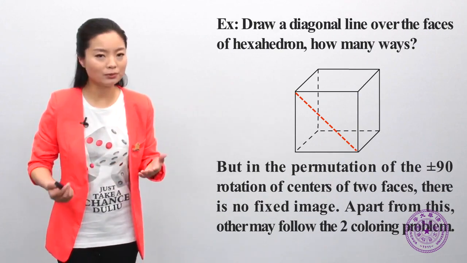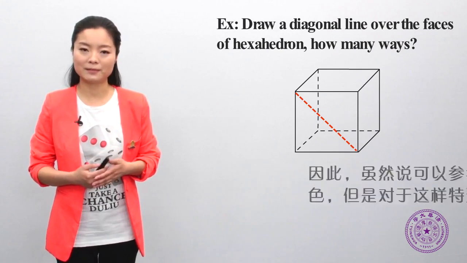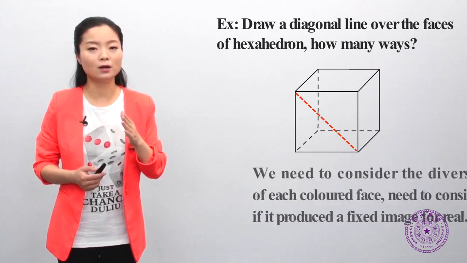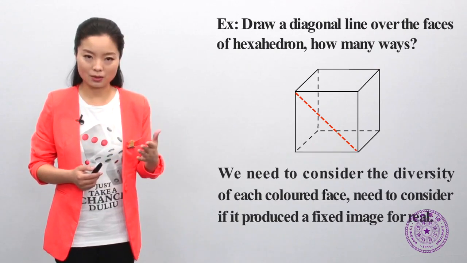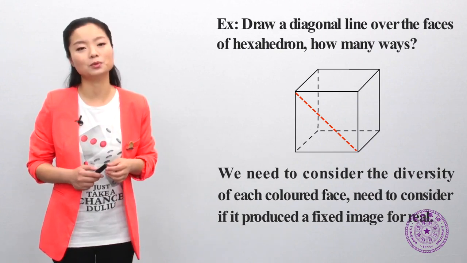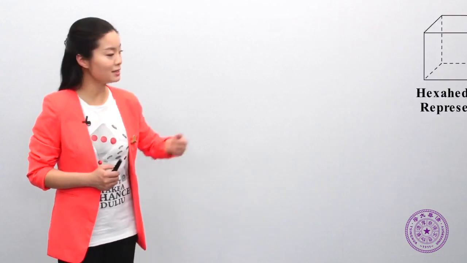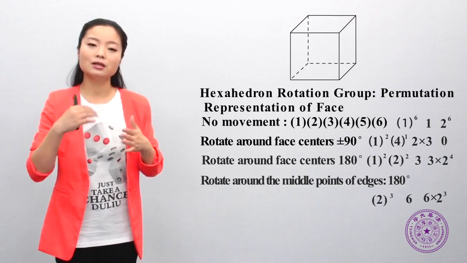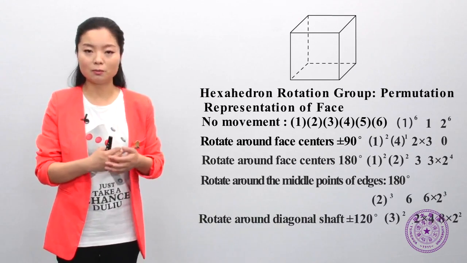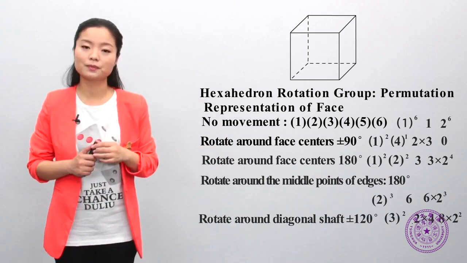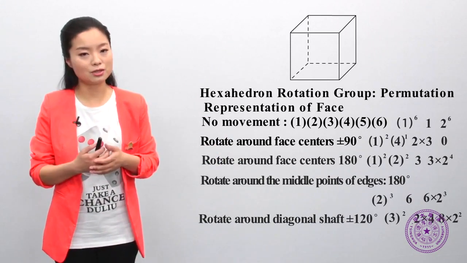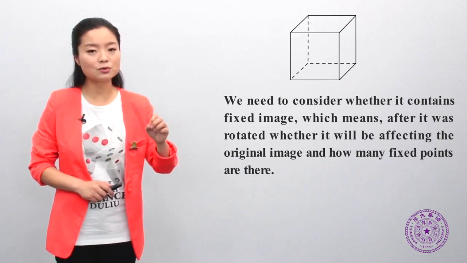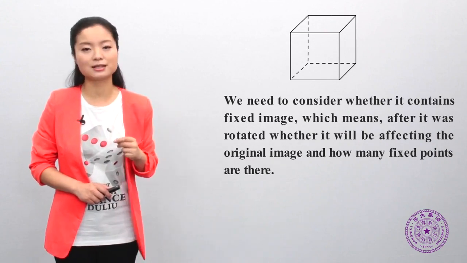Therefore, although we may refer to the two-coloring, for this kind of special question, we need to consider the diversity of each face and state whether it produces a fixed image for real. For the permutations, we have rotations of positive and negative 90 degrees, 180 degrees, and also edge center to edge center, as symmetry axes. We list all these permutation groups. This permutation group is exactly the same as the one we raised previously, but we need to consider whether it contains fixed images, which means whether it will be changed after it is rotated. How many fixed points are there?